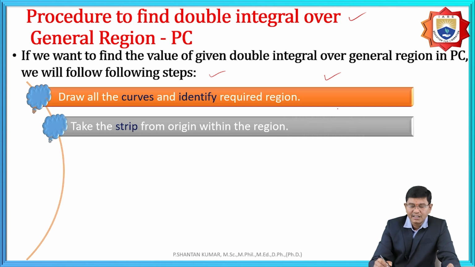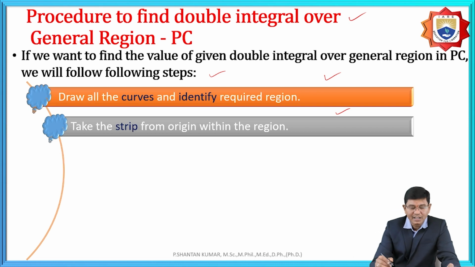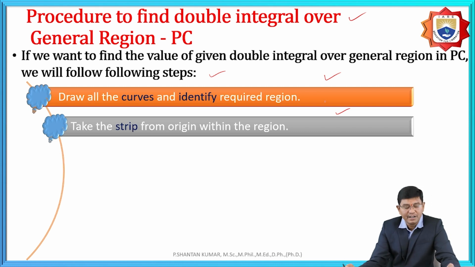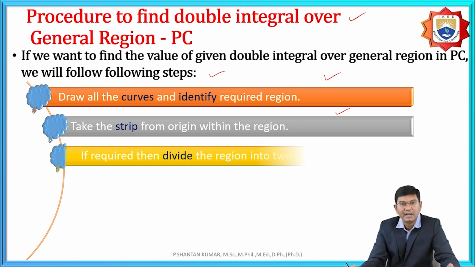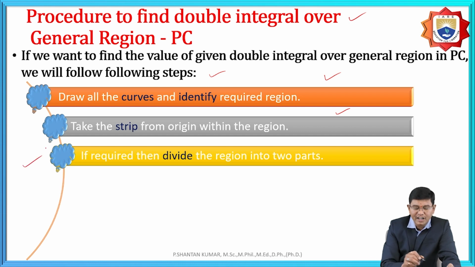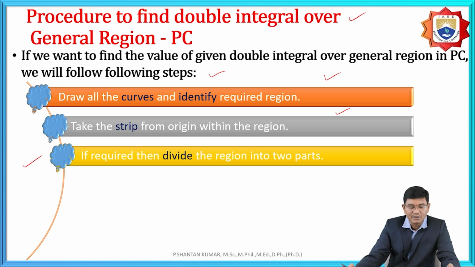Next, take the strip from the origin within the region. That means after drawing the diagram in the first step, we need to find the strip that starts at the origin within the given region. After that, if required, divide the region into two parts. As in the previous session, sometimes the region is bounded as a single region and sometimes it is bounded by two regions, and such problems we also discuss. So if required, divide the region into two parts.